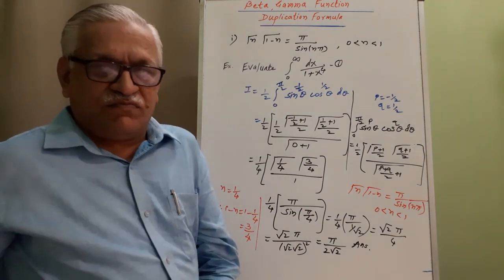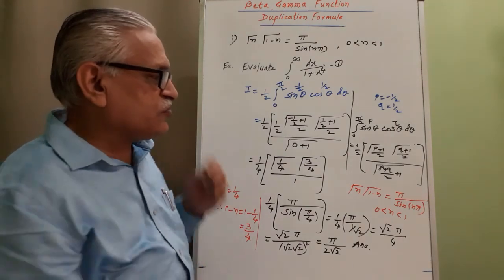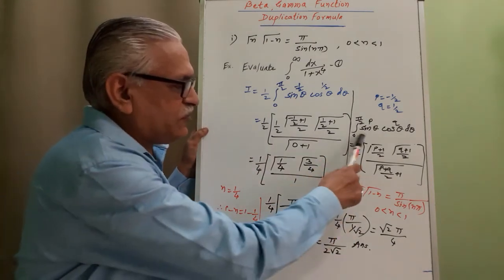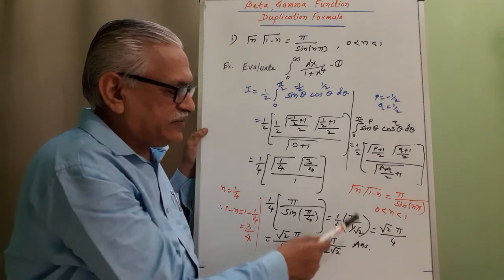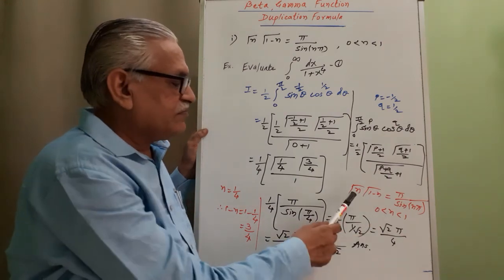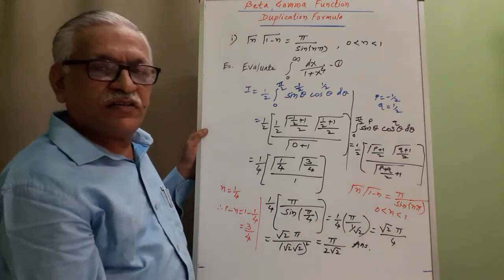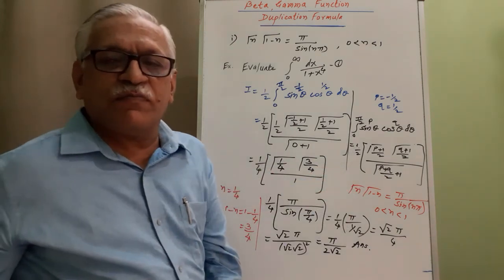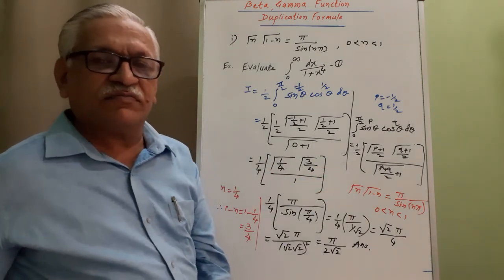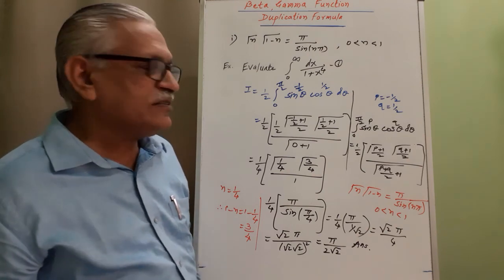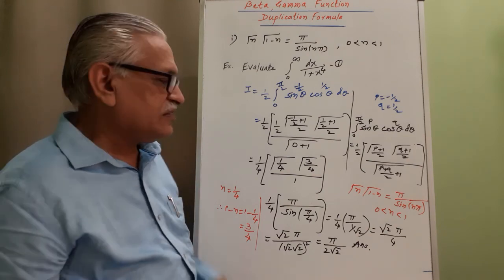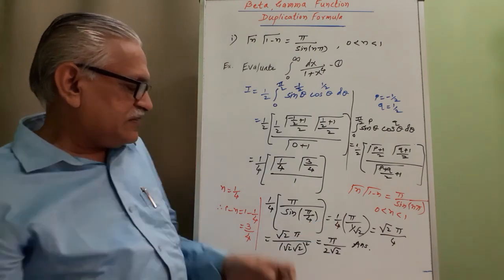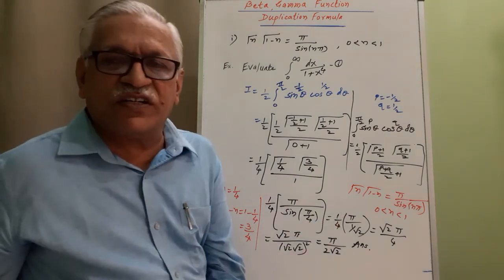In this problem, I have used two important results. One is the reduction formula in terms of beta gamma function, and the second one is the duplication formula. As we are using these two important formulas, this problem becomes an important one as per the basic concept. Two important concepts we are using here. One more I will discuss in my next video.